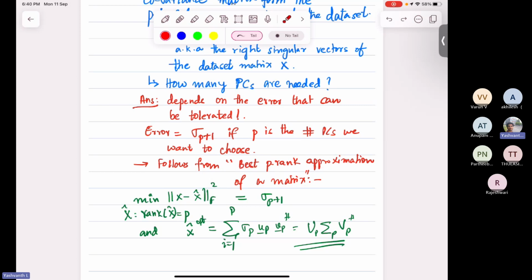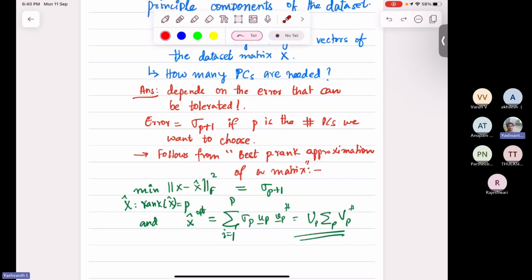It's indeed achieved using the singular value decomposition. The solution for X hat is given by: you take the first P left singular vectors of the matrix X, the first P singular values of the matrix X, and the first P right singular vectors of the matrix X, and then form this SVD-like product of all three matrices. The resultant matrix is the best approximation of the matrix X with rank P. So this is a result in mathematics.